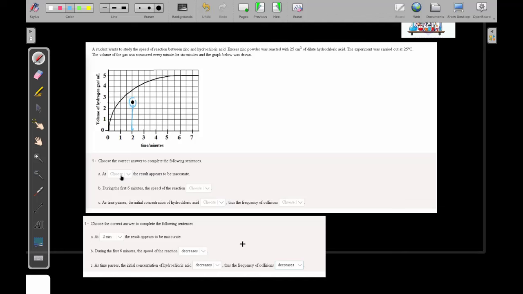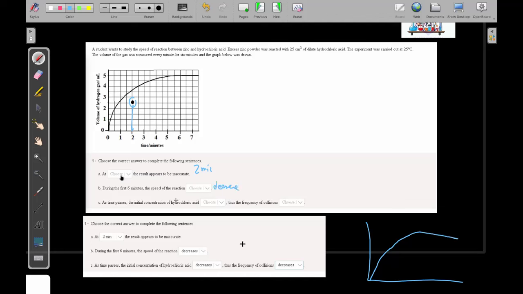So at 2 minutes, during the first 6 minutes, the speed of the reaction decreases. How do you know that? At the beginning of the reaction, the speed is fast, then it starts to decrease. How do you know? It's because it starts to flatten until it completely becomes zero. So it's decreasing with time.